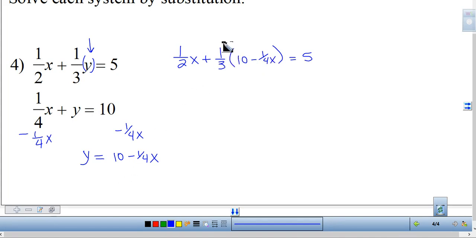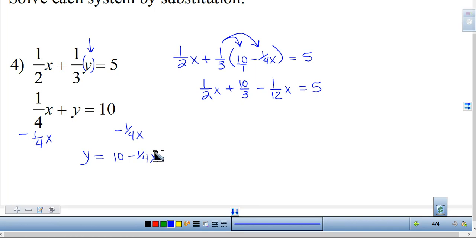Now we're going to need to distribute 1/3 to each of the terms in the parentheses. If you're multiplying a fraction times a whole number, just put the whole number over 1. So I get 1/2 x plus 10/3 minus 1/12 x equal to 5.